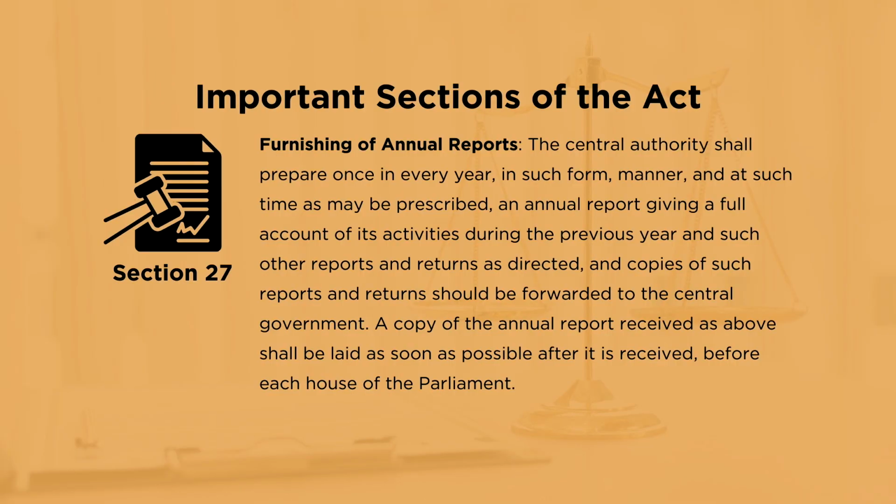Section 27 deals with the furnishing of annual reports. The central authority shall prepare once in every year, in such form, manner, and at such time as may be prescribed, an annual report giving a full account of its activities during the previous year and such other reports and returns as directed, and copies of such reports and returns should be forwarded to the central government. A copy of the annual report received as above shall be laid as soon as possible after it is received before each house of the parliament.